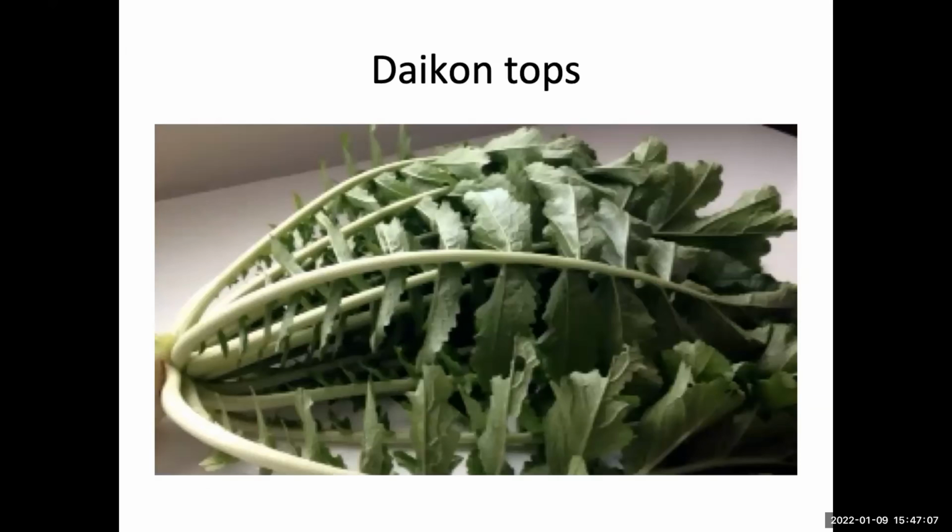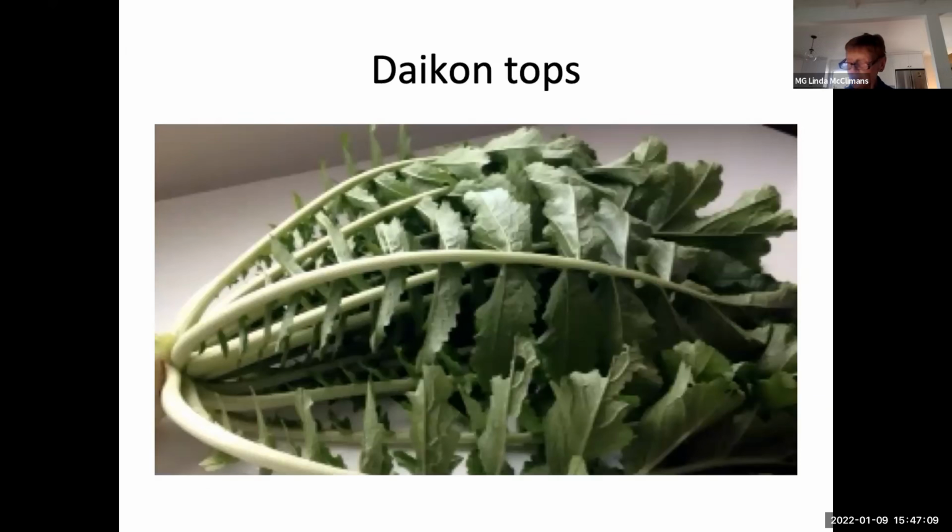And this is a picture of the daikon top. It was actually 17 inches long. The tops can be eaten raw in salads or cooked like any other green. And just FYI, they contain vitamins C and A, and they actually have more vitamin C, iron, and calcium than spinach.